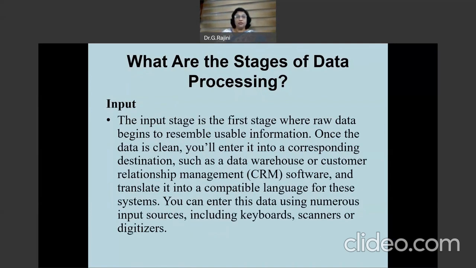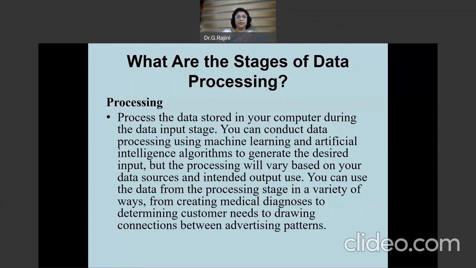When you talk about a process, it's nothing but input, throughput, and output, isn't it? So the input stage is the first stage where the raw data begins to resemble usable information. Once the data is clean, we will enter it into the corresponding destination, such as a data warehouse or customer relationship management software, and translate it into a compatible language for these systems. You can enter this data using numerous input sources, including keyboards, scanners, or even digitizers.